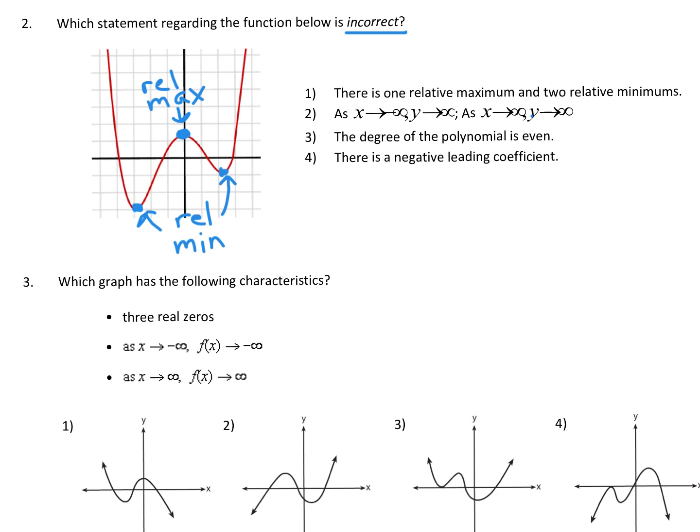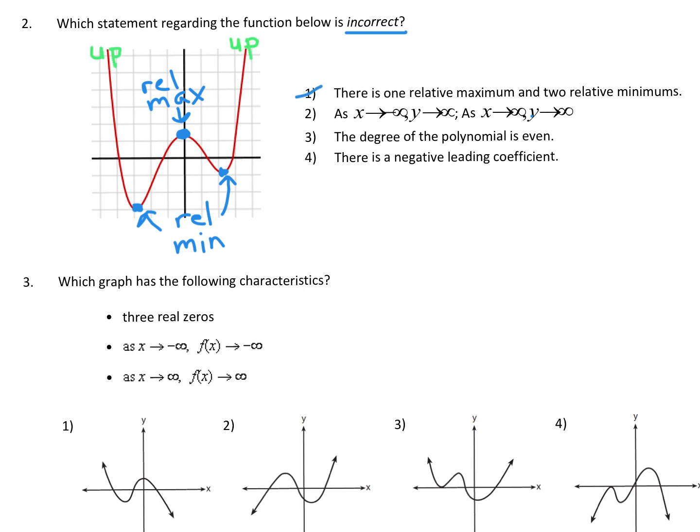And relative minimums, we're looking for the graph is coming down and then starts heading back up. So it's kind of like the bottom of a U, maybe you could call this. So we have two relative minimums, one here and one here. So choice 1 is true. We're looking for which is incorrect, so that's not our answer.